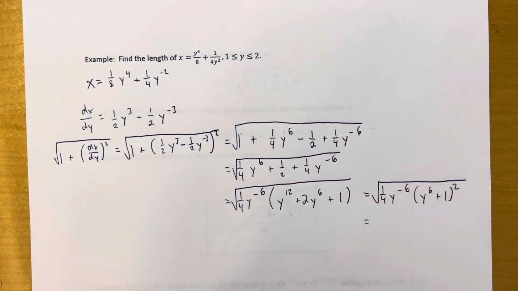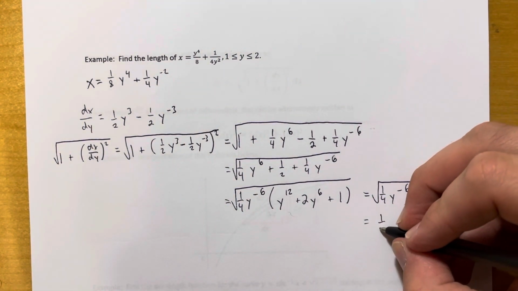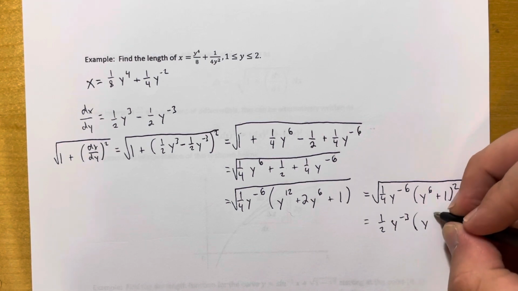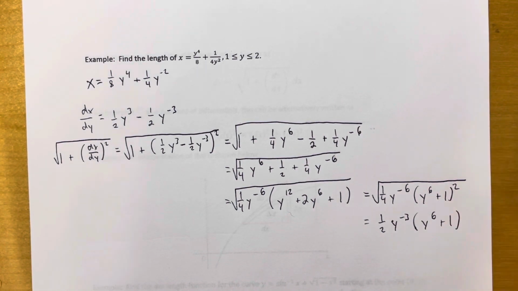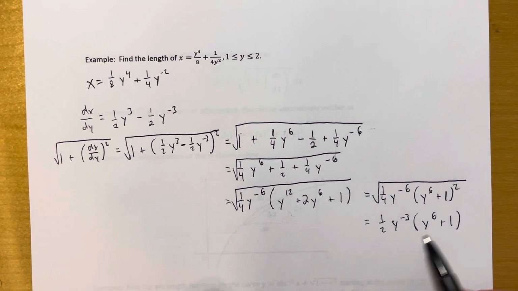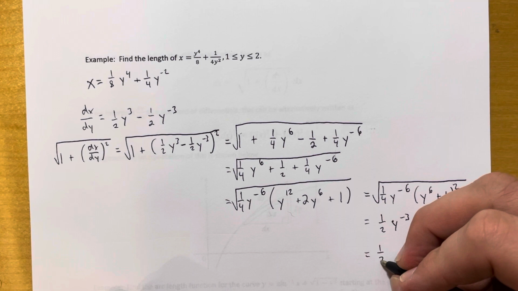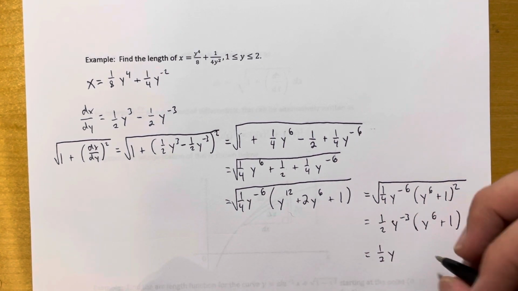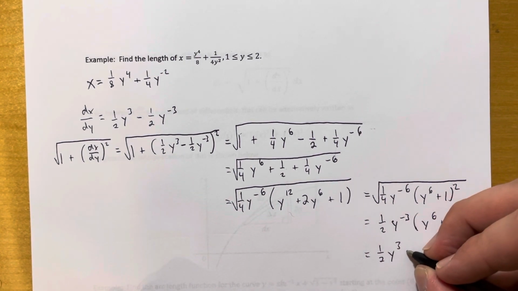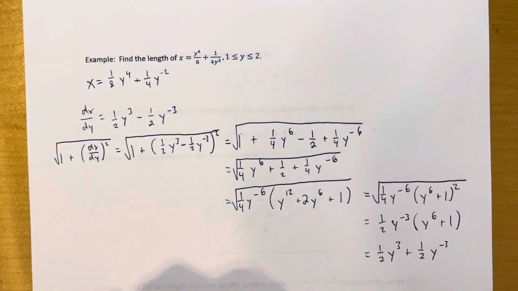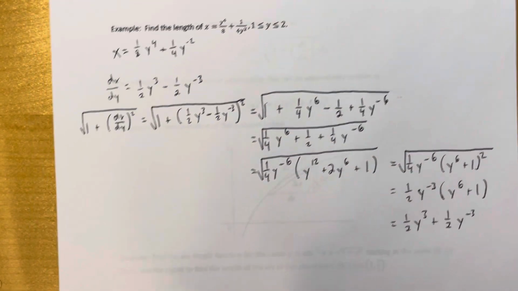Everything in here is easy to take the square root of. I end up with 1/2 y to the negative 3rd power times y to the 6th plus 1. At this point, I'm going to distribute this back in. So this would look like 1/2 y to the third plus 1/2 y to the negative third. Now I'm pretty much ready to integrate.